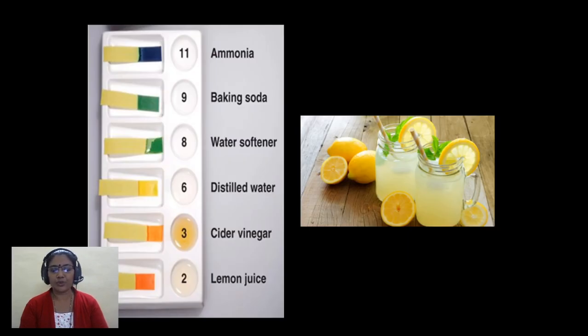If you take lemon juice, it has a lower pH ranging between 2 to 3, and neutral water will have a pH of 7. If it is a soap solution, it will have a pH above 9, and ammonia solution will have a higher pH. It will be indicated by a blue color and it will have pH 11.